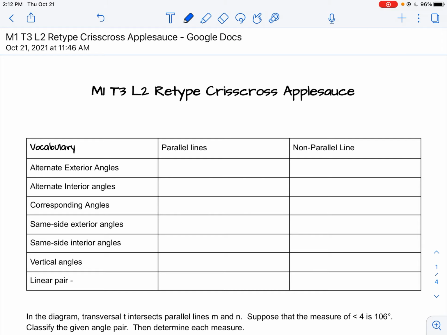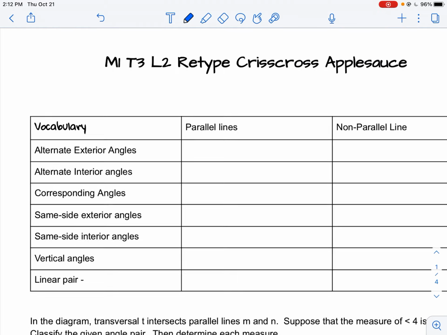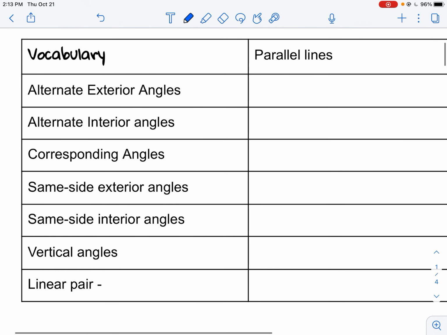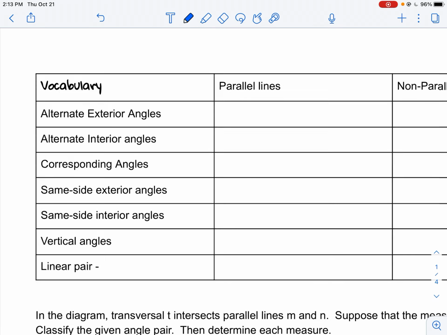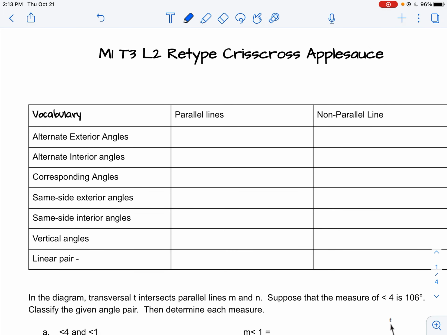So, crisscross applesauce. We talked about all these different parts of parallel lines the other day. So, we're going to go through these and talk about their angle measures.